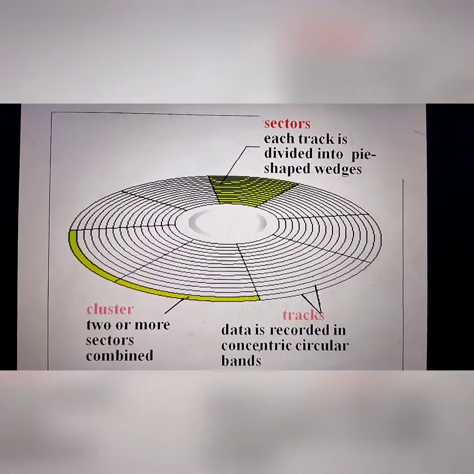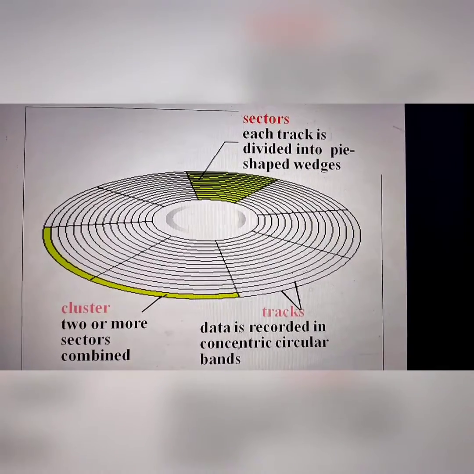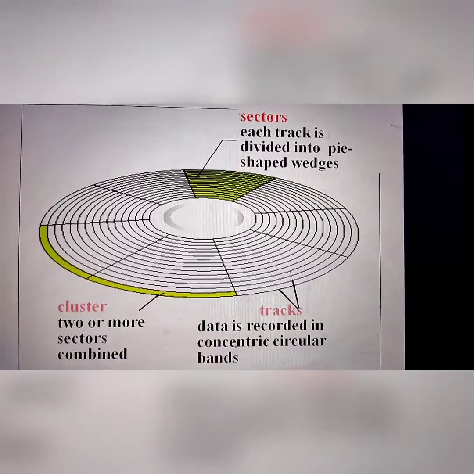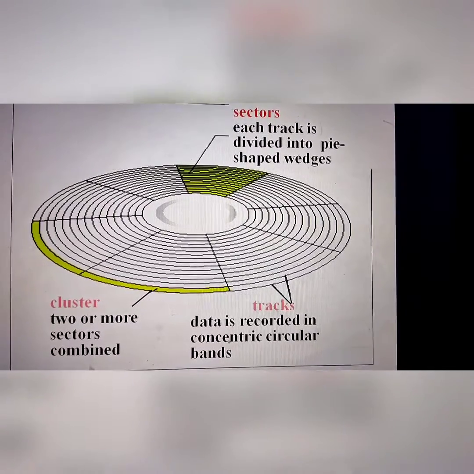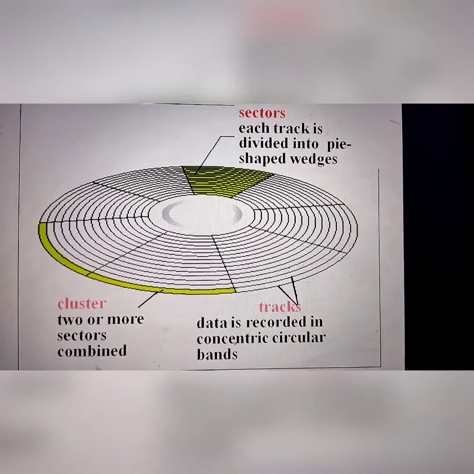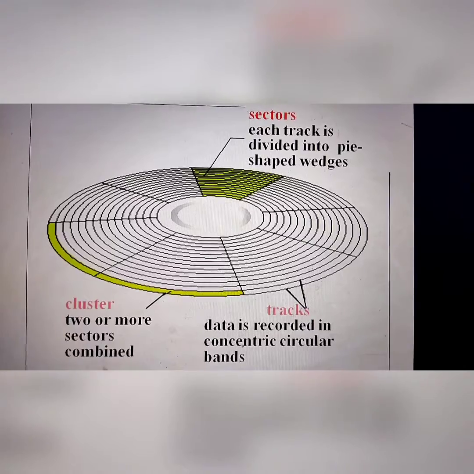Now see a figure of a hard disk sector. Each track is divided into pie-shaped wedges. Then a cluster is two or more sectors combined. Then track data is recorded in concentric circular bands.